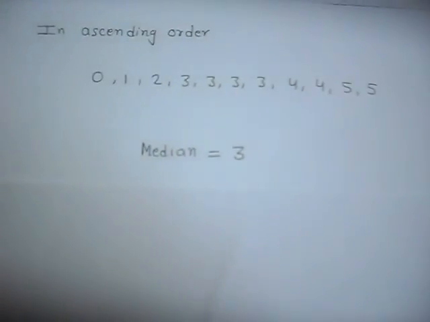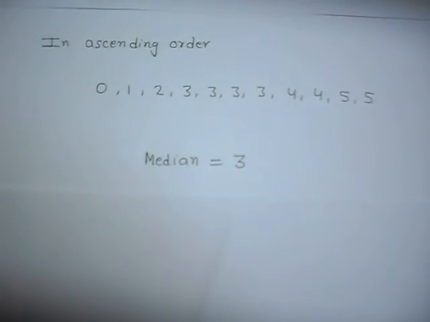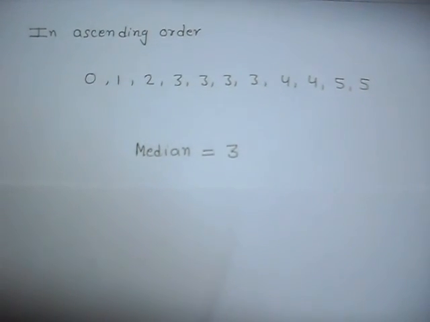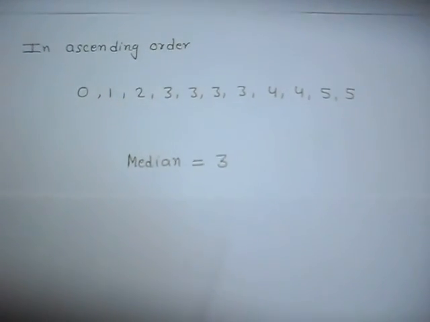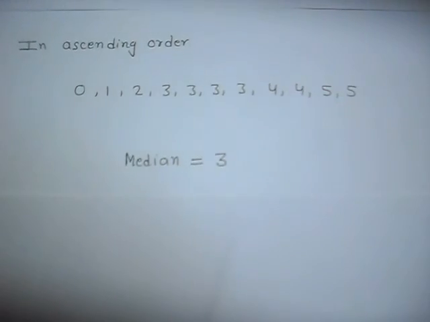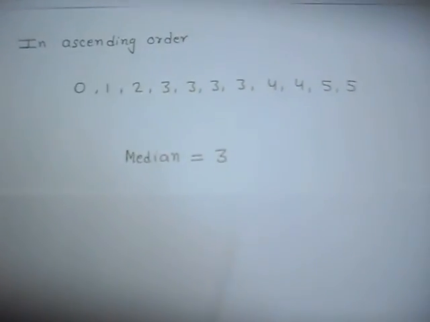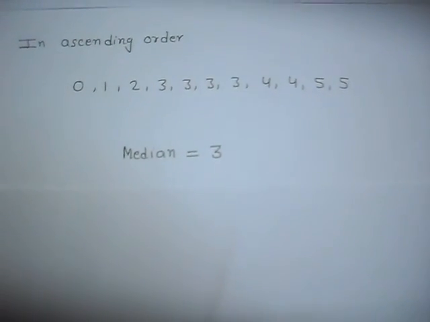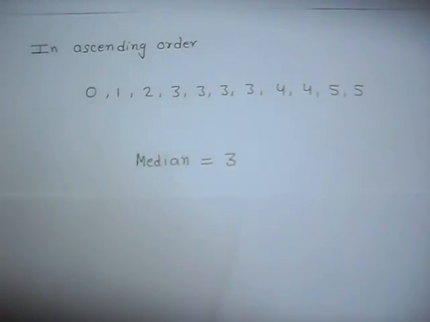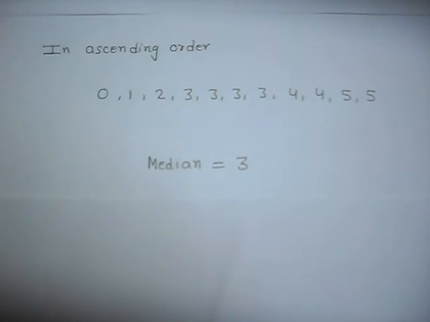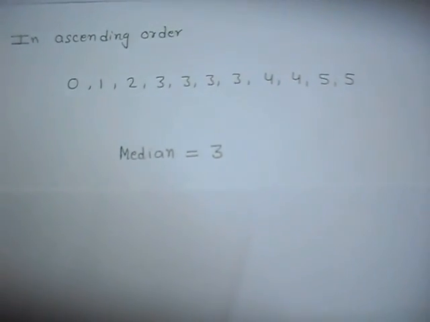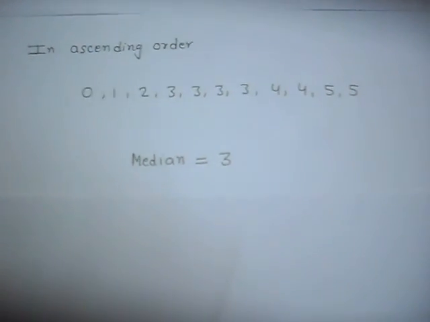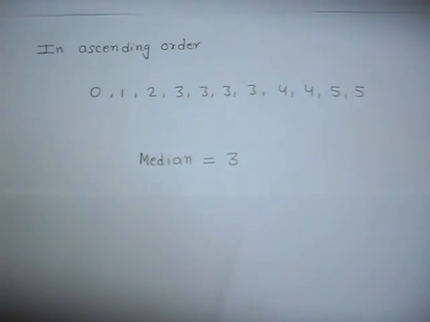When data is in odd number, it's very easy to find the median. We can choose the middle value after arranging the data in ascending order. But when data is in even number, after arranging the data in ascending order, we take the two middle values and find the average of them. This is a very important question with a view to the SA2 exam.